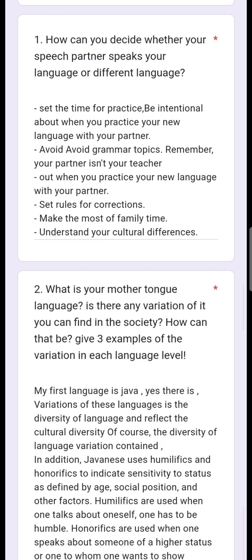My first language is Javanese. Yes, there is variation of this language. It is the diversity of language and reflects the cultural diversity, of course. In addition, Javanese use honorifics to indicate sensitivity to status as defined by age, social position, and other factors.